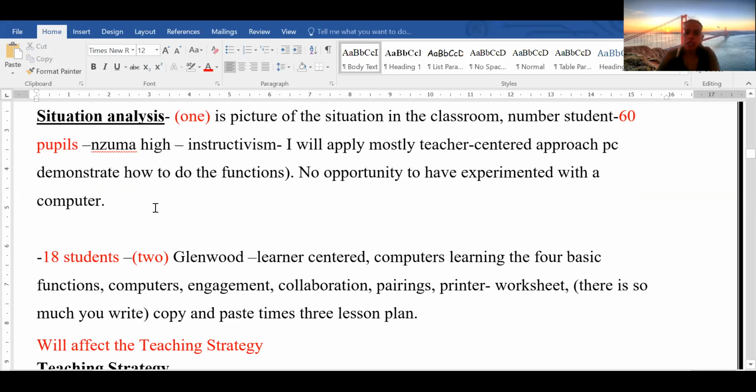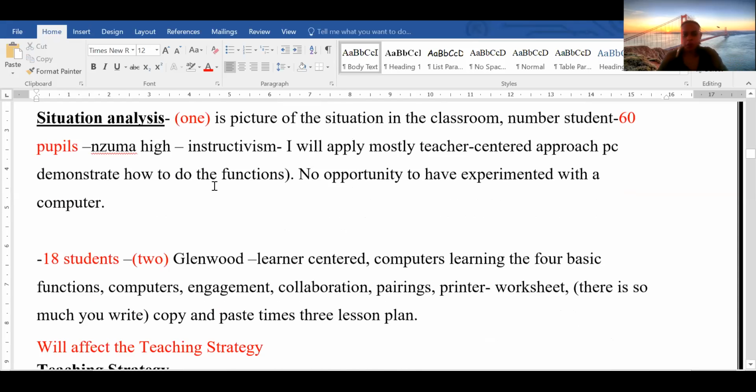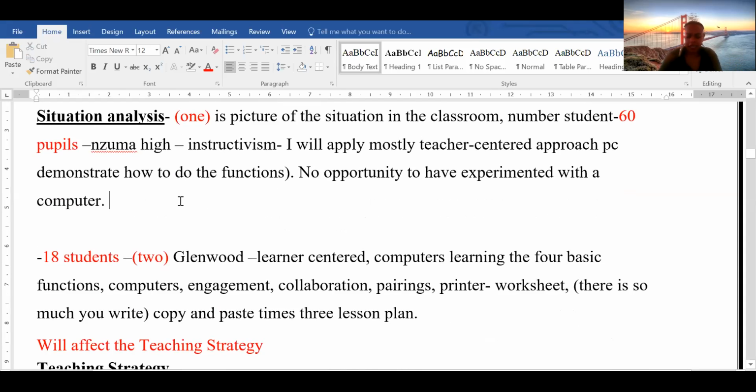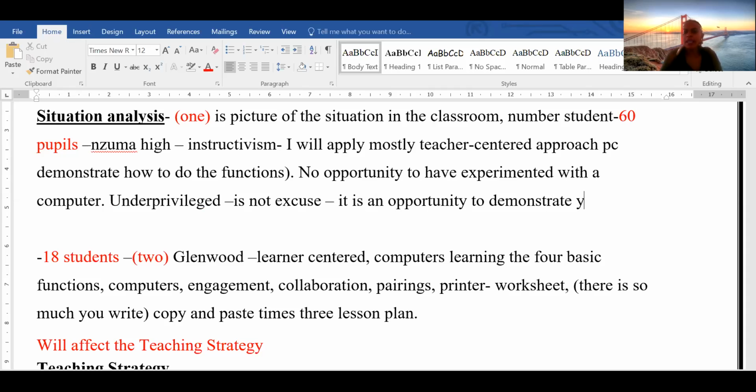So you decide on which situational analysis you are going to apply. Here is a school that is underprivileged. But the idea that you're going to tell me that the school is underprivileged, it's not an excuse. This is not an excuse to write a poor lesson plan. It is an opportunity to demonstrate your ingenuity.